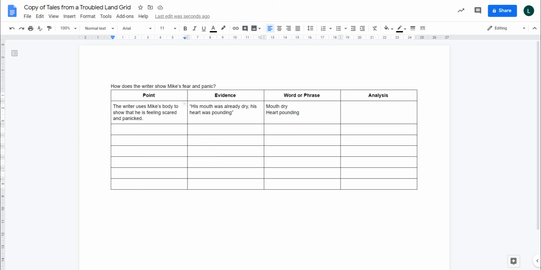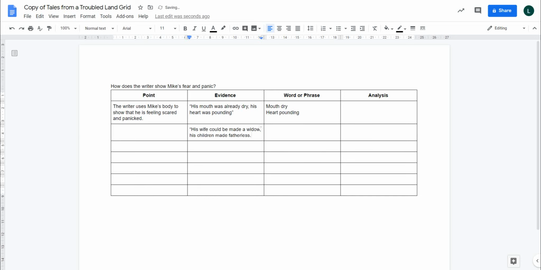My second quotation, my second piece of evidence is going to be, his wife could be made a widow, his children made fatherless. And that was one of the suggestions on the quotation sheet. Several of you may have used it. It doesn't matter if you haven't used it. There are lots of possible answers here. And my keywords that I annotated were widow and fatherless.